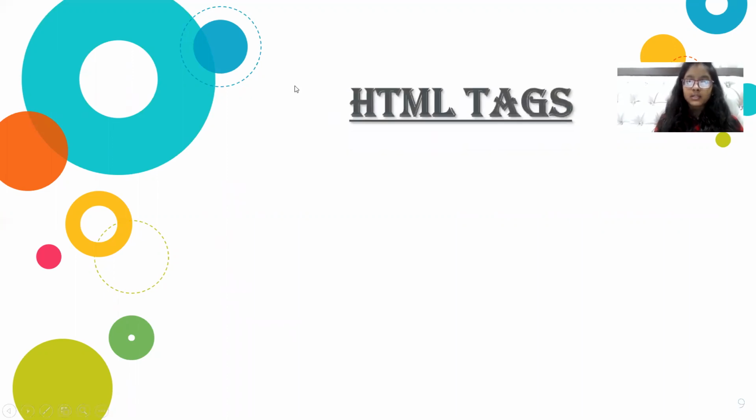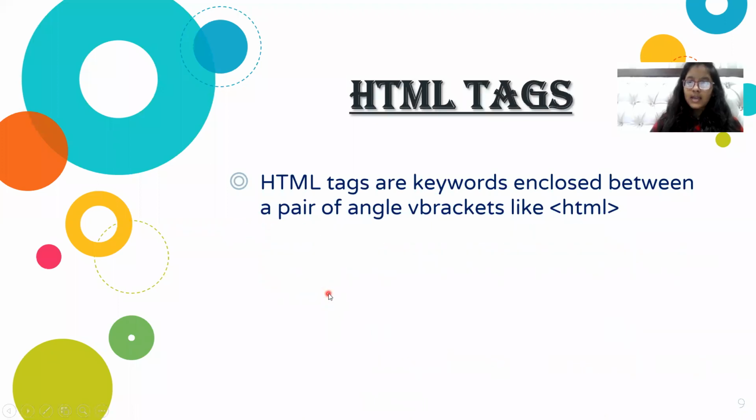HTML tags are keywords enclosed between a pair of angle brackets like this. So what are these tags? There is always this type of sign, which you can see on your keyboard: the smaller one and the bigger one. Those are the brackets.